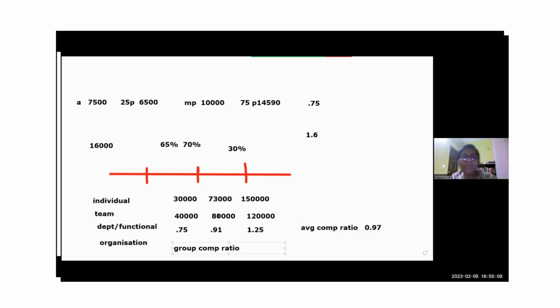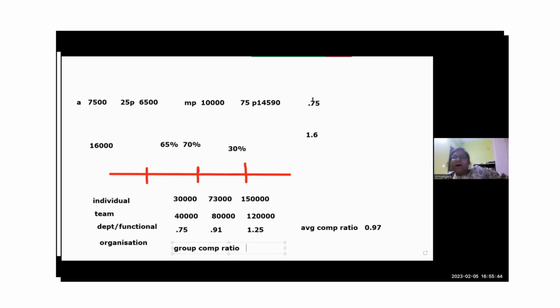What will I do? I will add this, and divide by this. Which will be a little higher actually. Okay, guys? Group Compa-ratio, again, can you repeat, Nirmala? Compa-ratio. I will add 30,000 plus 73,000 plus 150,000. And then divide by 40,000 plus 80,000 plus this. Which will be a little higher actually when you calculate.